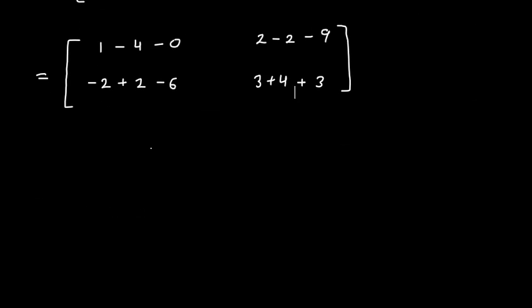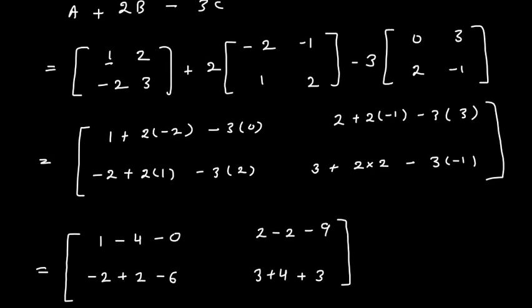Okay, so this is equal to, now 1 minus 4 is minus 3, 2 minus 2 is 0 and this is minus 9. This minus 2 plus 2 will cancel and this is minus 6, and this 3 plus 4 is 7 and 7 plus 3 is 10. So this is your solution. So see what I have done, I have calculated in one step.